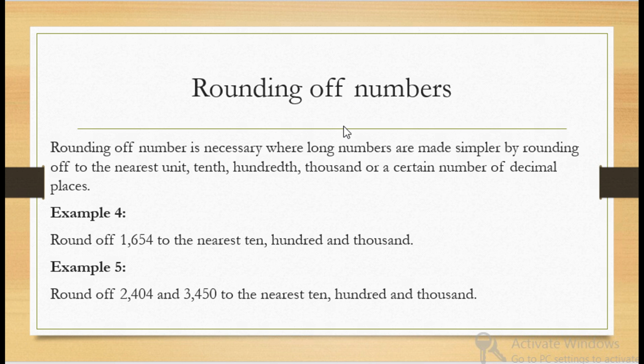Round off numbers. Rounding off a number is necessary where long numbers are made simpler by rounding off to the nearest unit, tenths, hundred, thousands, or a certain number of decimal places. Let's take an example to illustrate this. Example 4. Round off 1,654 to the nearest 10, 100, and 1,000.